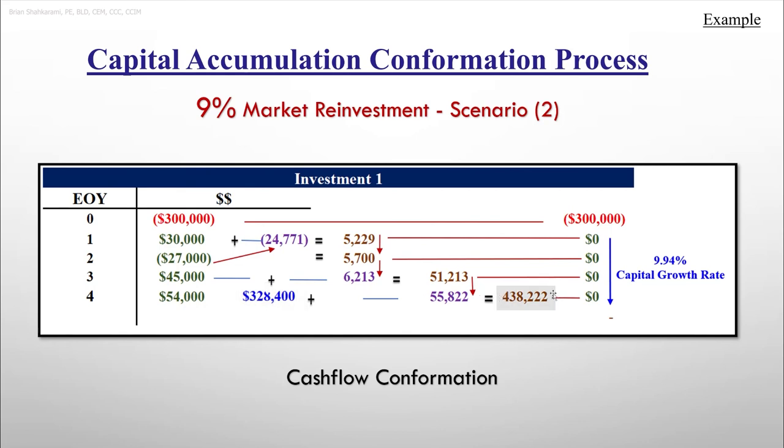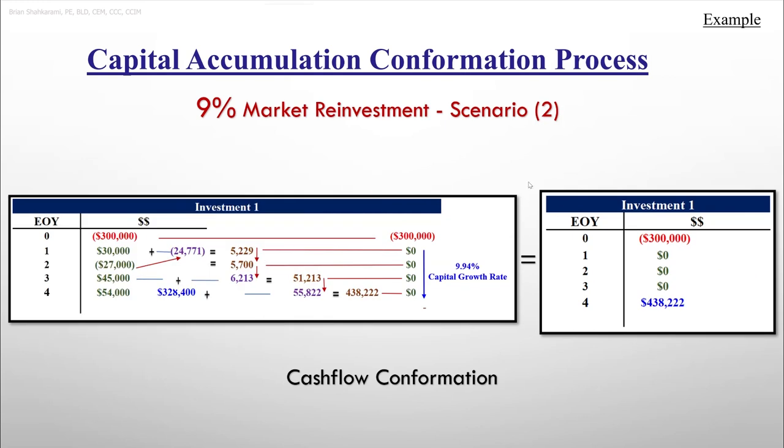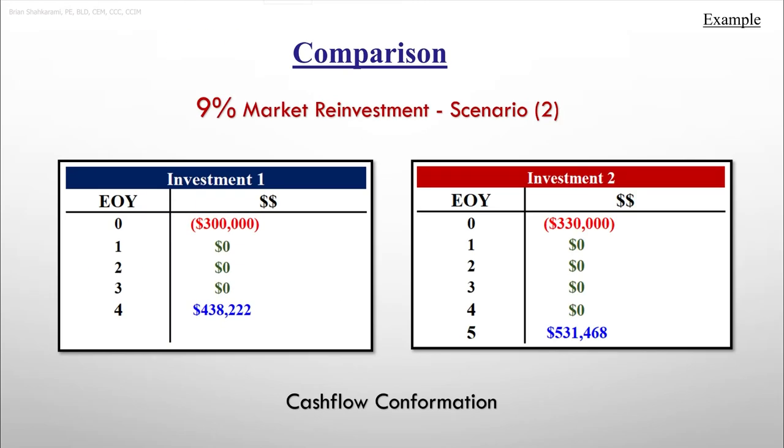the accumulated capital. And once we have the accumulated capital, we can then figure out a growth rate for this capital. In this case, it was 9.94%. So now we've conformed the cash flows into a look that we were after. We have initial investment and we have a final sale price, and we have no positive or negative cash flows in between. So here's a comparison summary of what we just did.